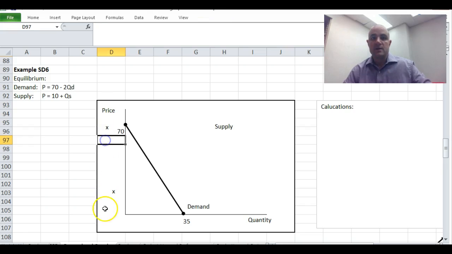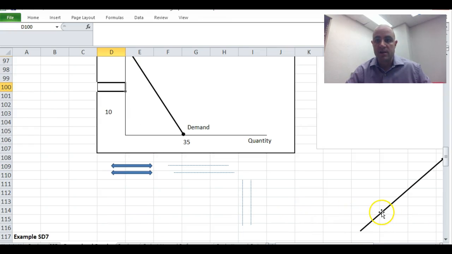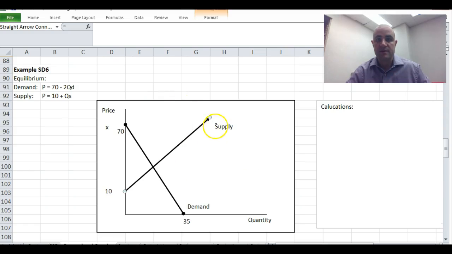Okay. So then we look down here. You can find the supply crosses at 10. And then we get our supply. It's going to look something like this. Okay. So this is the example we're looking at.